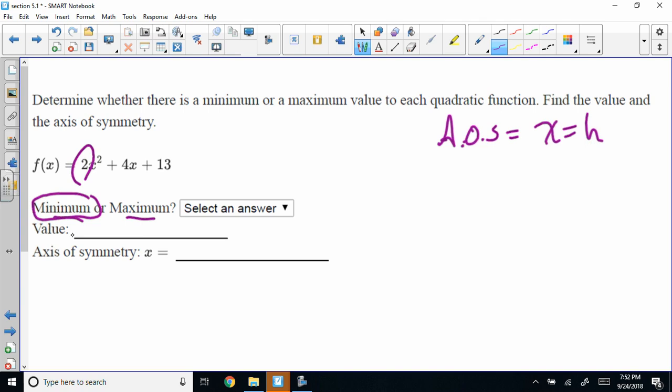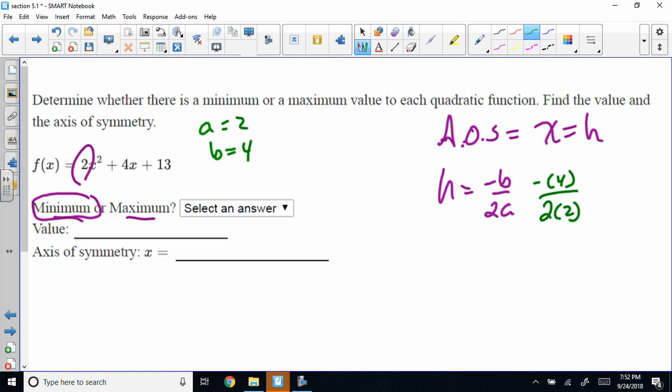I'm not sure about what they want for the value there. Find the value. Oh, h value, I guess. So h equals negative b over 2a. a equals 2, b equals 4. So the value is negative 1, right? The value of h, that would be what they want by the value. And then the axis of symmetry, x equals negative 1, right?